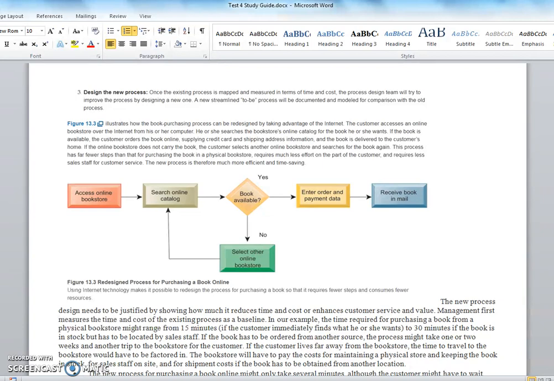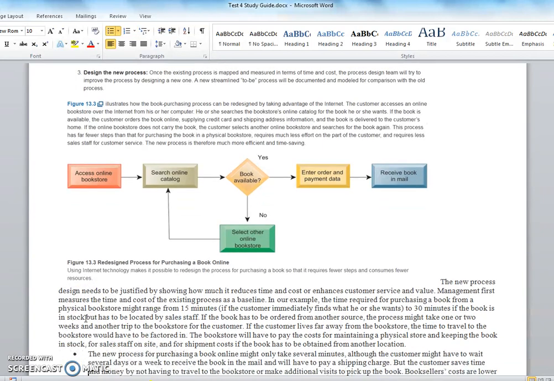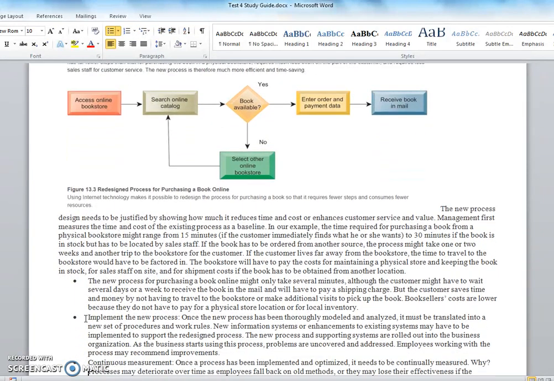Access online bookstore. Search online catalog, book available, yes or no, enter data, payment, receive book in mail, select other bookstore. Okay, so that was me explaining figure 13.3, point 3, redesign process for purchasing a book online.